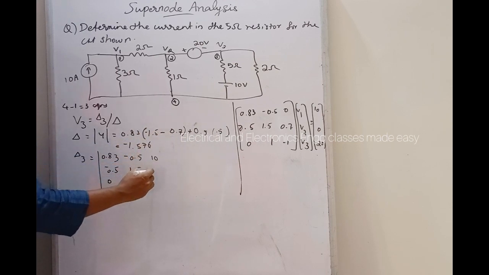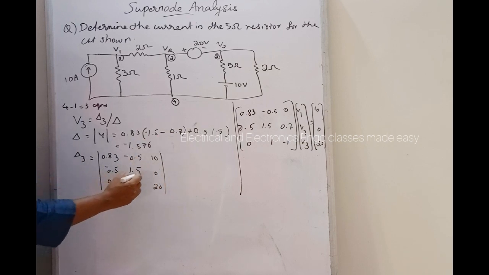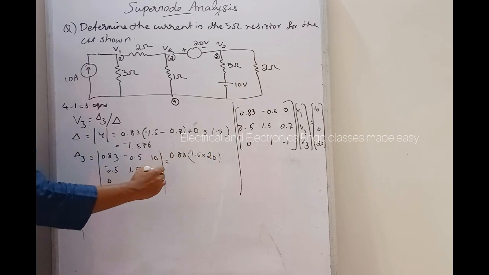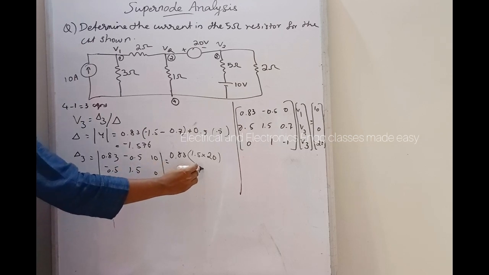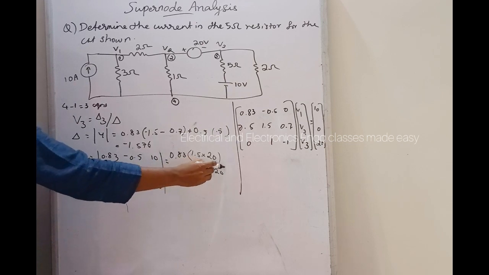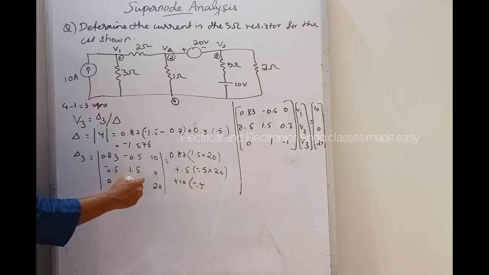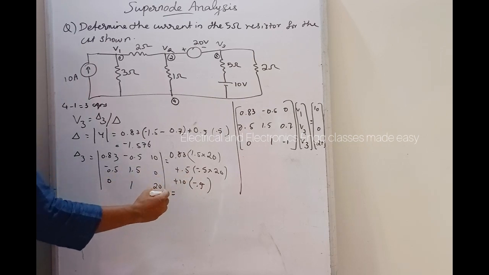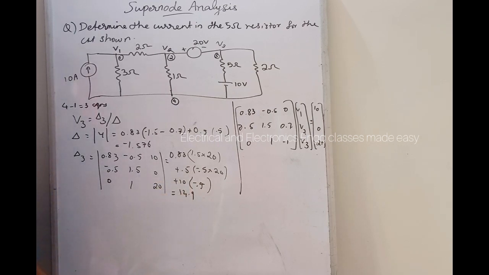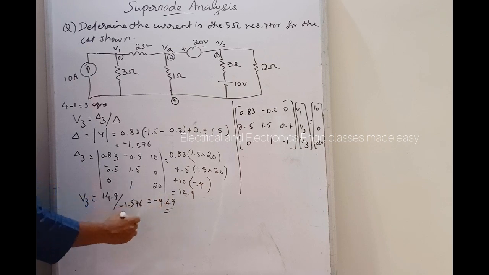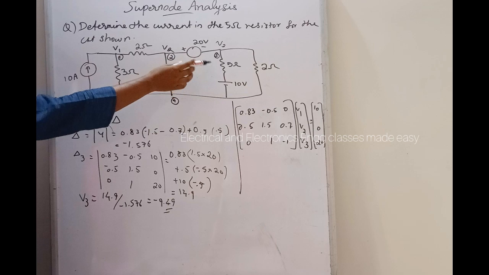with the current column elements 10, 0 and 20, and that is equal to 0.83 into 1.5 into 20 minus 0, then plus 0.5 into minus 0.5 into 20 minus 0, then plus 10 into minus 0.5 minus 0, and that is equal to 14.9. So this is delta 3. Now we can find V3. V3 is equal to 14.9 divided by minus 1.576, and we will get minus 9.49. Then the question is to find the current through this 5 ohm resistor.